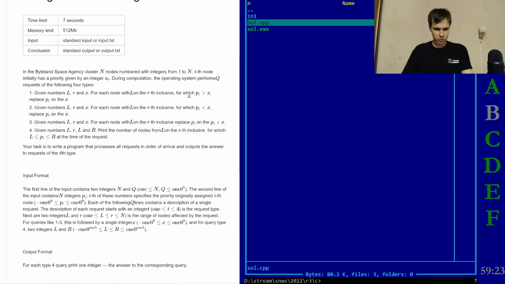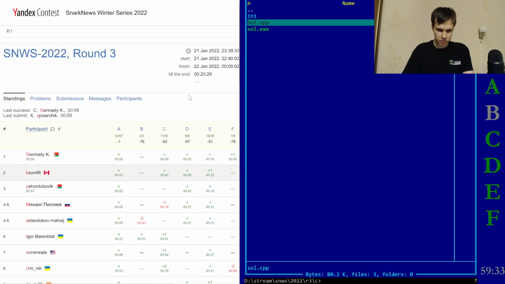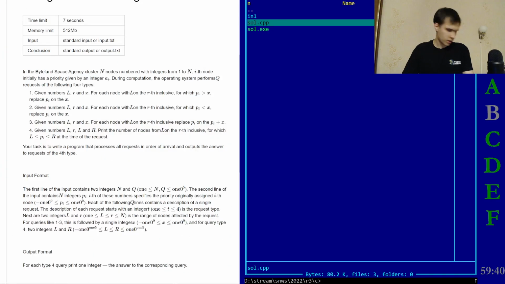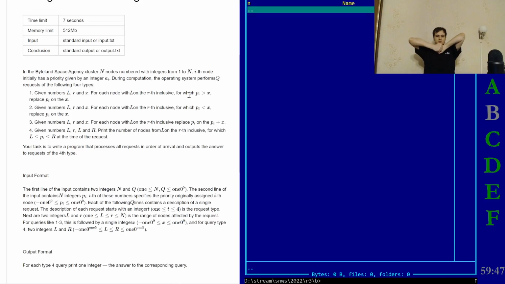I have 20 minutes for one problem, which is problem B. What is problem B? Problem B is some data structure problem. What can we do? 7 seconds. Can we use some segment tree? I mean, you know which segment tree, but how to count nodes that have values in range? It's not easy. So yeah, I think it's probably hard to solve it in log time.